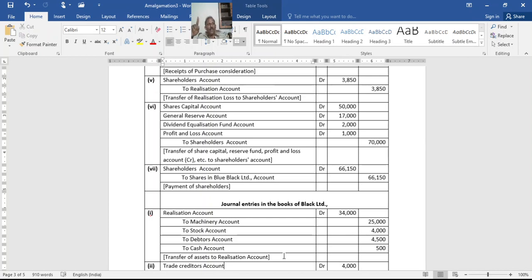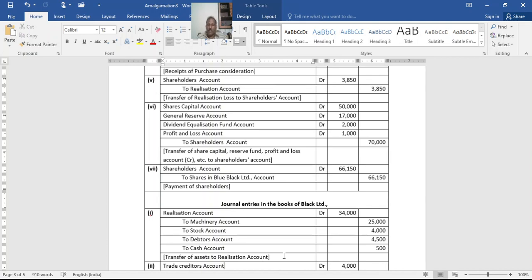You see in the entry number 4, shares in Blue Black Limited has given debit. Now those shares will be given to shareholders of Blue Limited, and the shareholders account shows a credit balance. Now to pay them, entry will be shareholders account debited to shares in Blue Black Limited account, being payment made to equity shareholders, or you can say equity shareholders account settled by the issue of 6,615 shares of ₹10 each.